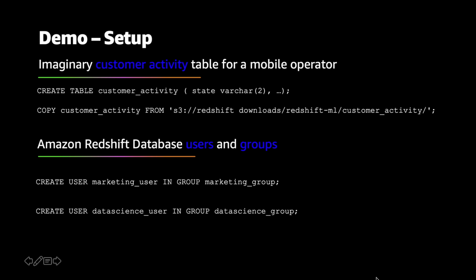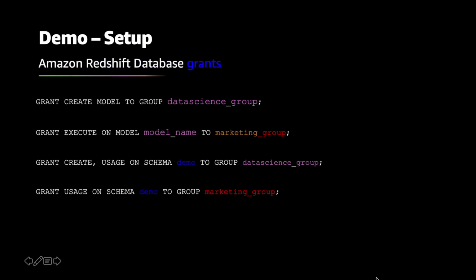We will also set up database users and groups for this demo. We have a marketing group, a marketing user with permissions only to execute the model, a data science group, and a data science user for creating the model. We will also make sure that the users have the necessary permissions to access the table itself.